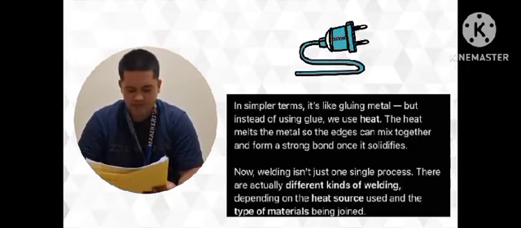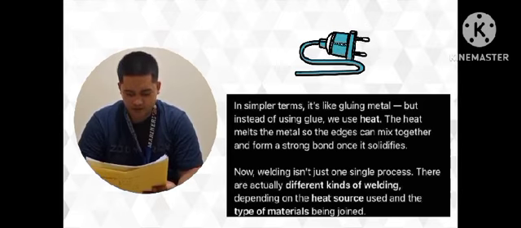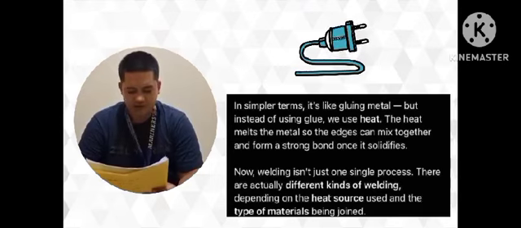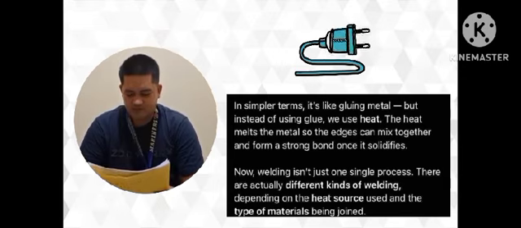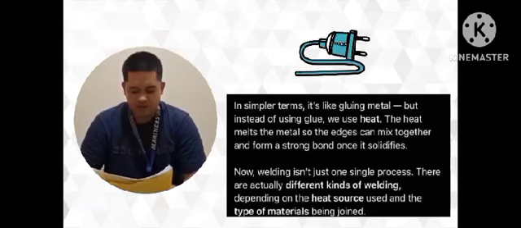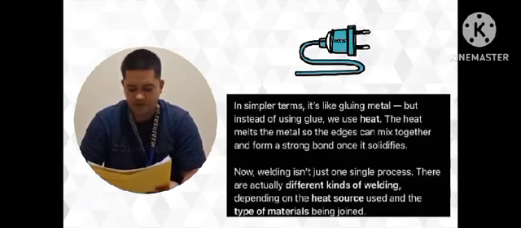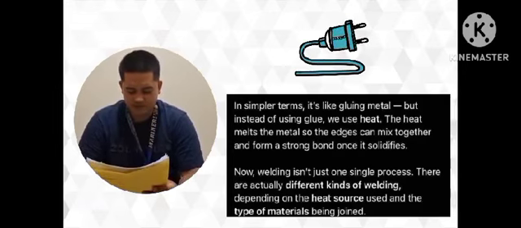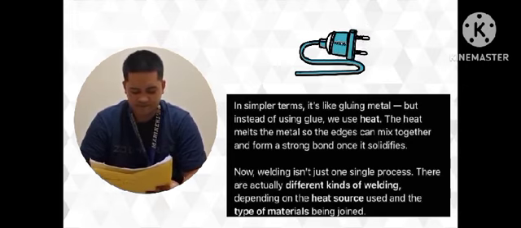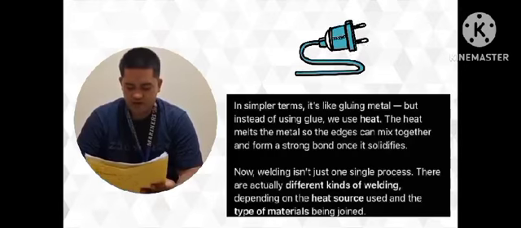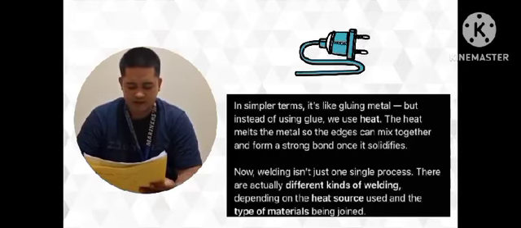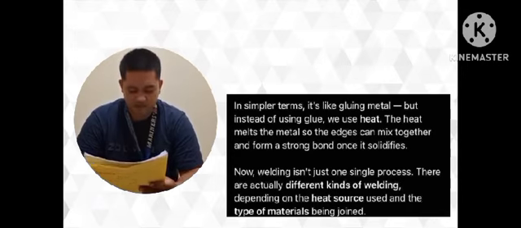The heat melts the metal so the edges can mix together and form a strong bond once it solidifies. Now, welding isn't just one single process. There are actually different kinds of welding, depending on the heat source used and the type of materials being joined.